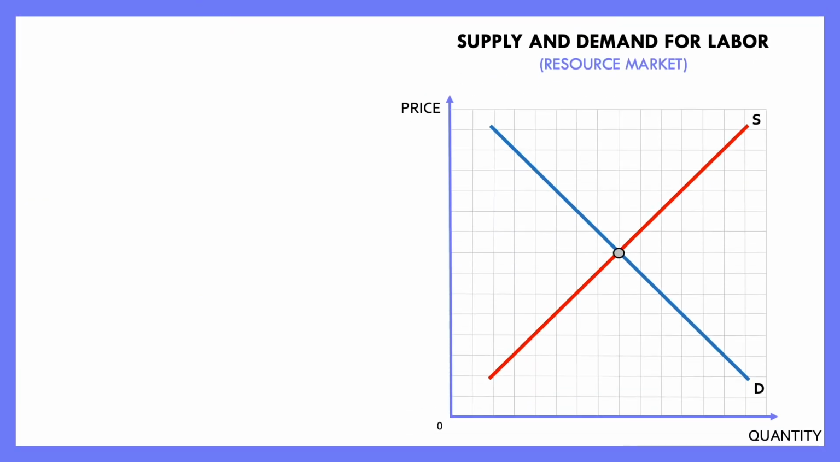Now, where do we see this play out in instances where the government steps in and prevents us from lowering our price to the equilibrium? Well, one great example of this is actually in the supply and demand for labor.